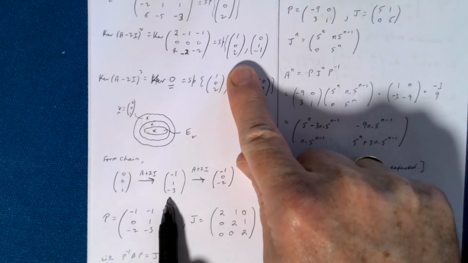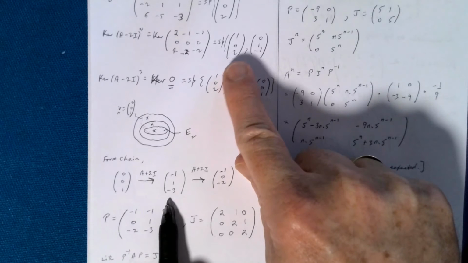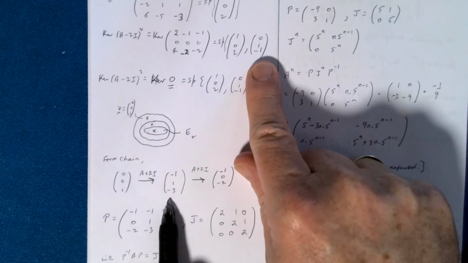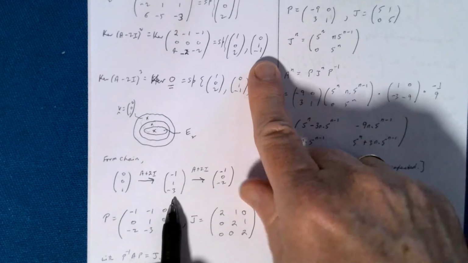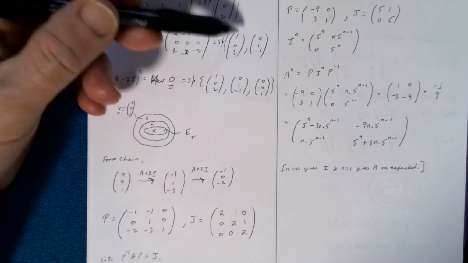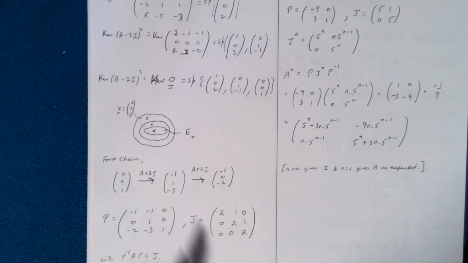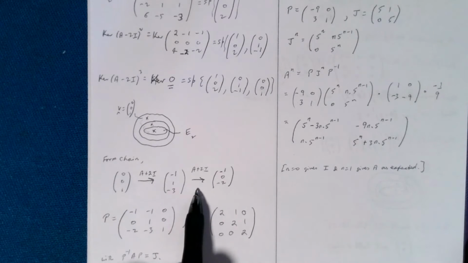And you can see if you take minus this one and then plus this one, you will indeed get this vector. So you can double check this one is in the span of these two vectors. And we continue on: we chain into the center, multiplying by A minus 2I again.